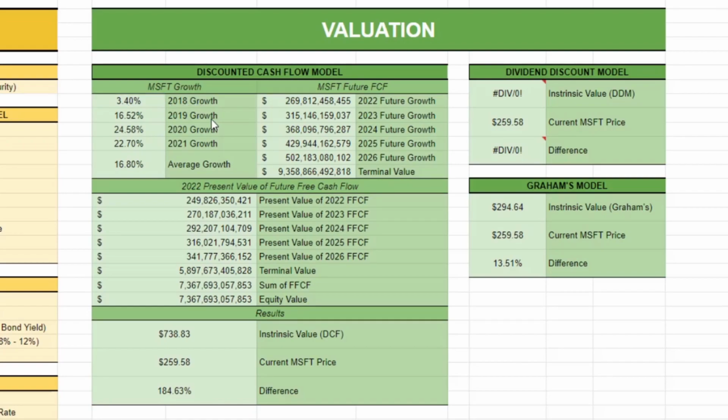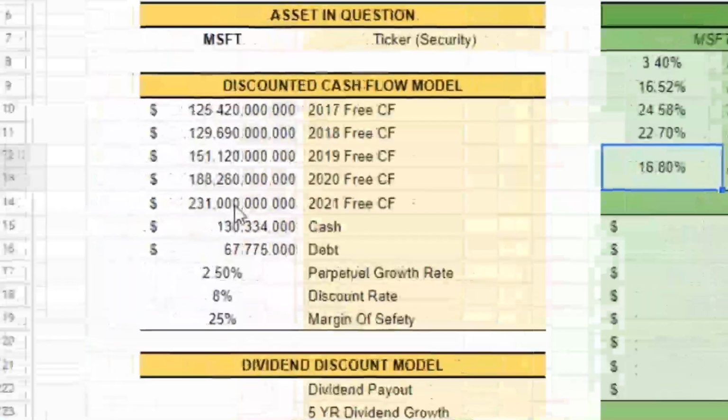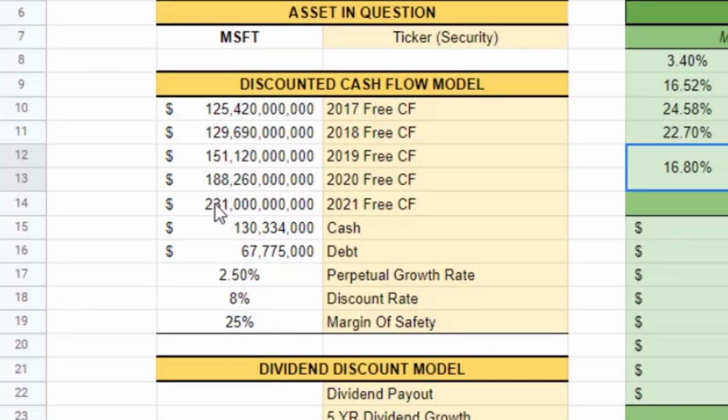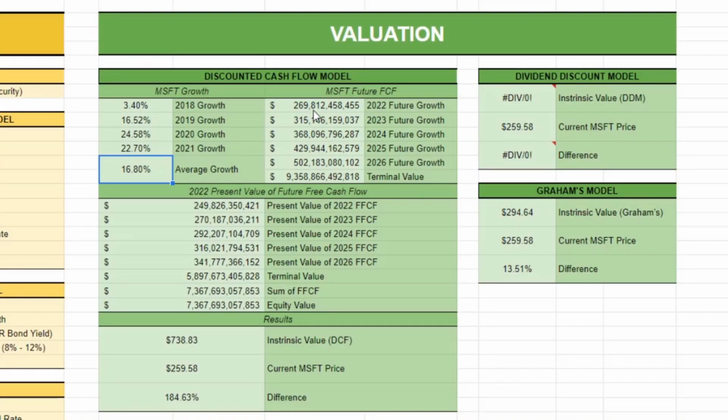First off, we take a look at their growth from 2017 to 2018. From here to here is about 3.4%. For 2019, from here to here is about 16.5%. For 2020, it's 24%, and from 2020 to 2021 is about 22%, with an average growth rate of about 16.8%. We take this 16.8% and average out what the future would look like. So at the end of 2022, with a 16% growth rate, their future free cash flow, 16% more than 231 billion, would be 269 billion, and so forth, all the way for the next 5 years.